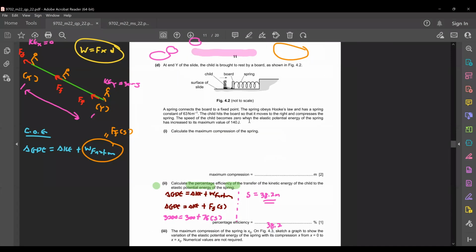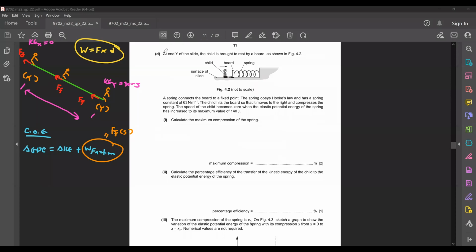So now let's move on to part D. In the next part, at the end of the slide, the child is brought to rest by a board as shown in the figure below. A spring connects the board to a fixed point. This spring obeys Hooke's law and has a spring constant of 63 Newton per meter. The child hits the board so that it moves to the right and compresses the spring. The speed of the child becomes 0 when the elastic potential energy of the spring has increased to its maximum value of 140 joules. From here, calculate the maximum compression of the spring.